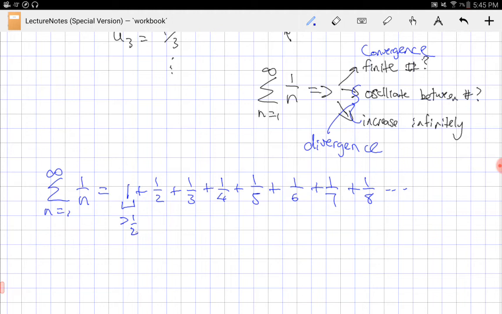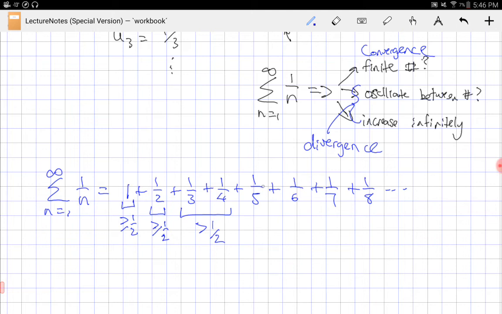It's greater than or equal to half, right? And half is greater than or equal to half. And 1/3 is less than half. But 1/3 plus 1/4, we know that this value is also greater than half, right? Because 1/3 is greater than 1/4, and 1/4 plus 1/4 is 1/2. And then 1/5 is less than 1/4 and 1/3 and 1/2.